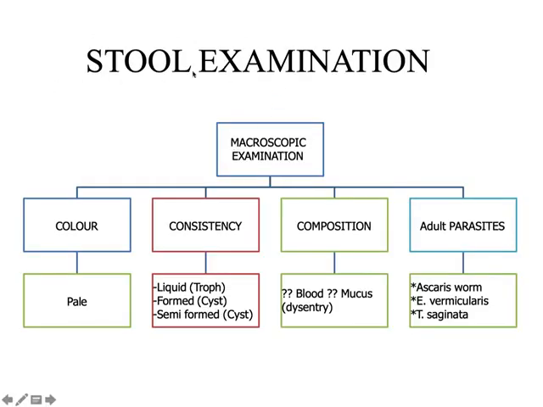The second one, for the stool examination, what we have to focus on? We have to focus on the color of the stool. It should be pale. We have to focus on the consistency. Sometimes we find it as a liquid form, or semi-formed. In the liquid, we can find the trophozoite form, and in semi-formed we can find the cysts. Composition sometimes will contain some blood or mucus. This is in case of dysentery, and with Entamoeba histolytica we will find the blood and mucus. And we have to see the adult parasites, for example, Ascaris lumbricoides, Enterobius vermicularis, Taenia saginata.